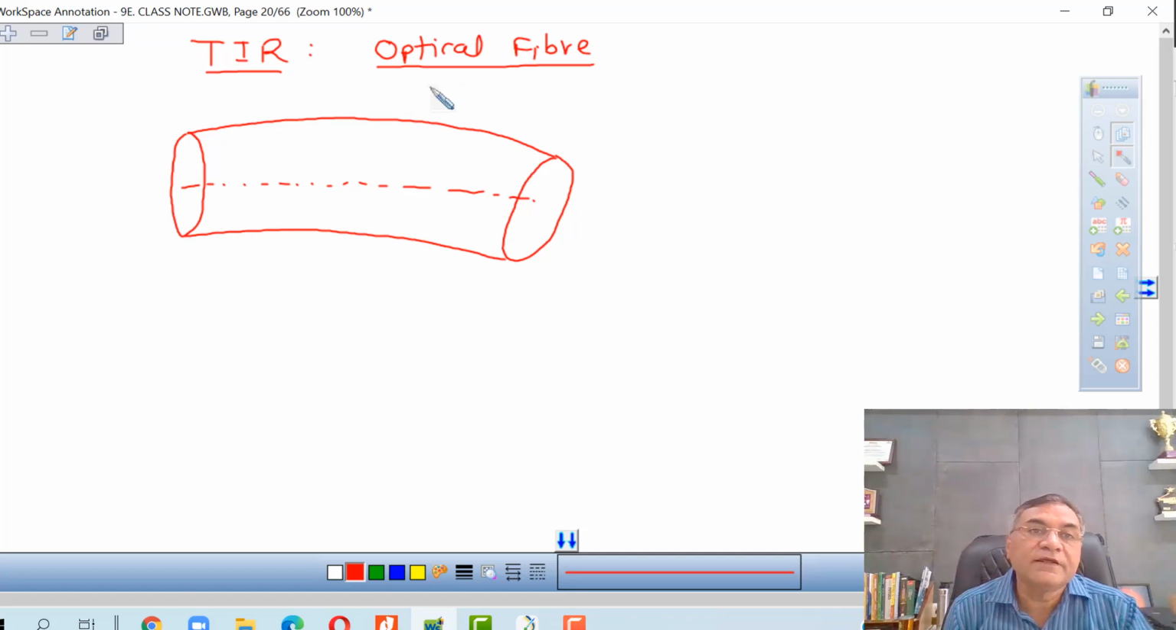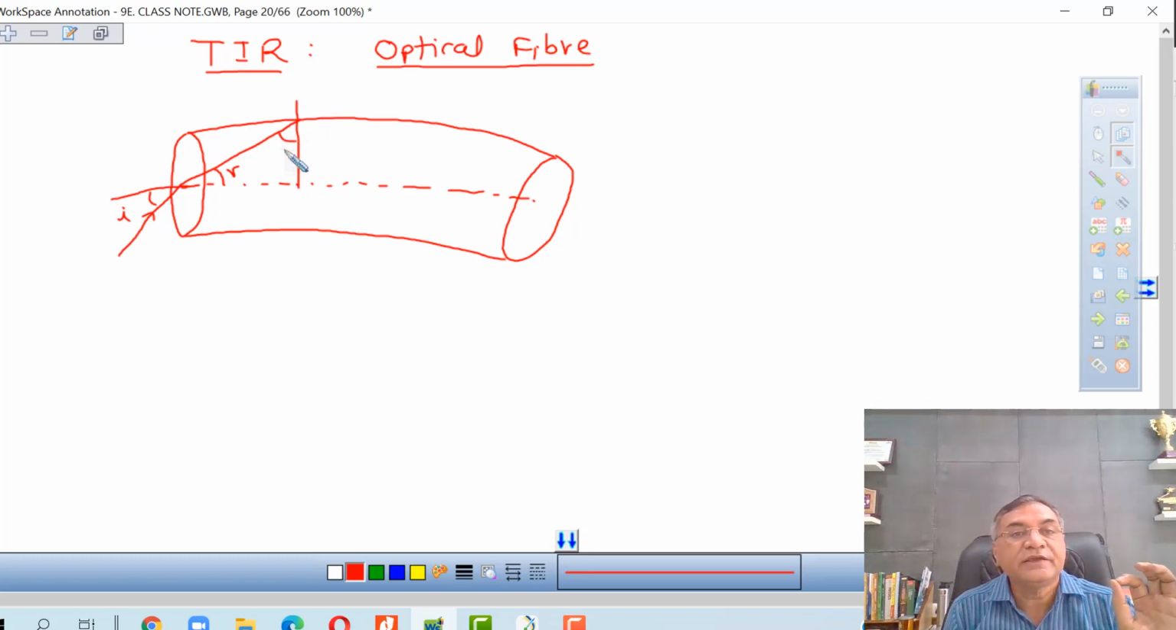So total internal reflection is useful here. Suppose one ray enters over here; depending on the refractive index, it gets deviated here. This is the angle of incidence, this is the angle of refraction. Here the material is prepared in such a way that this angle, 90 minus r, is greater than iC, the critical angle. So it gets reflected back.